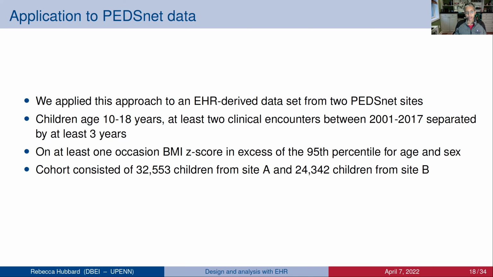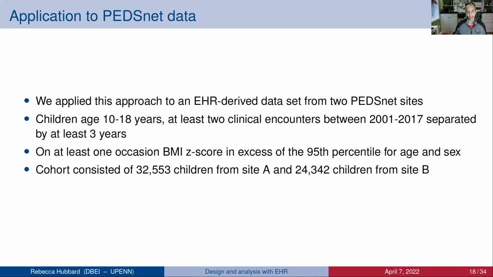We applied this approach to an EHR-derived data set from 2 children's hospitals that were participating in a consortium called the PEDSnet consortium. In particular, we wanted to look at children who were at high risk for type 2 diabetes, which if you're not familiar with diabetes in kids, type 2 diabetes is very rare. In children, type 1 diabetes is much more common, type 2 is quite rare, kind of the reverse of what we see in adults.